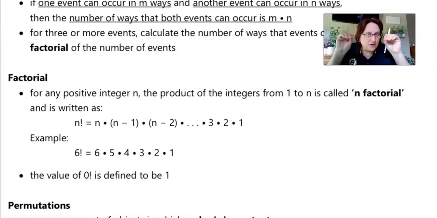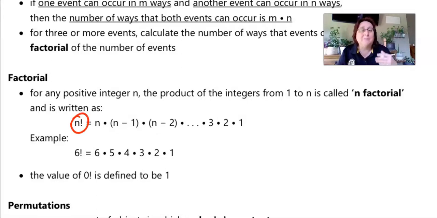It's a positive integer, n, okay? We'll just say some number, and it's the product of the integers from 1 all the way up to that number. So what it looks like is this, and when you see this expression, n exclamation point, that means n factorial. That means that right here, notice I have 6 factorial, I'm going to multiply 6 times 5 times 4 times 3 times 2 times 1.